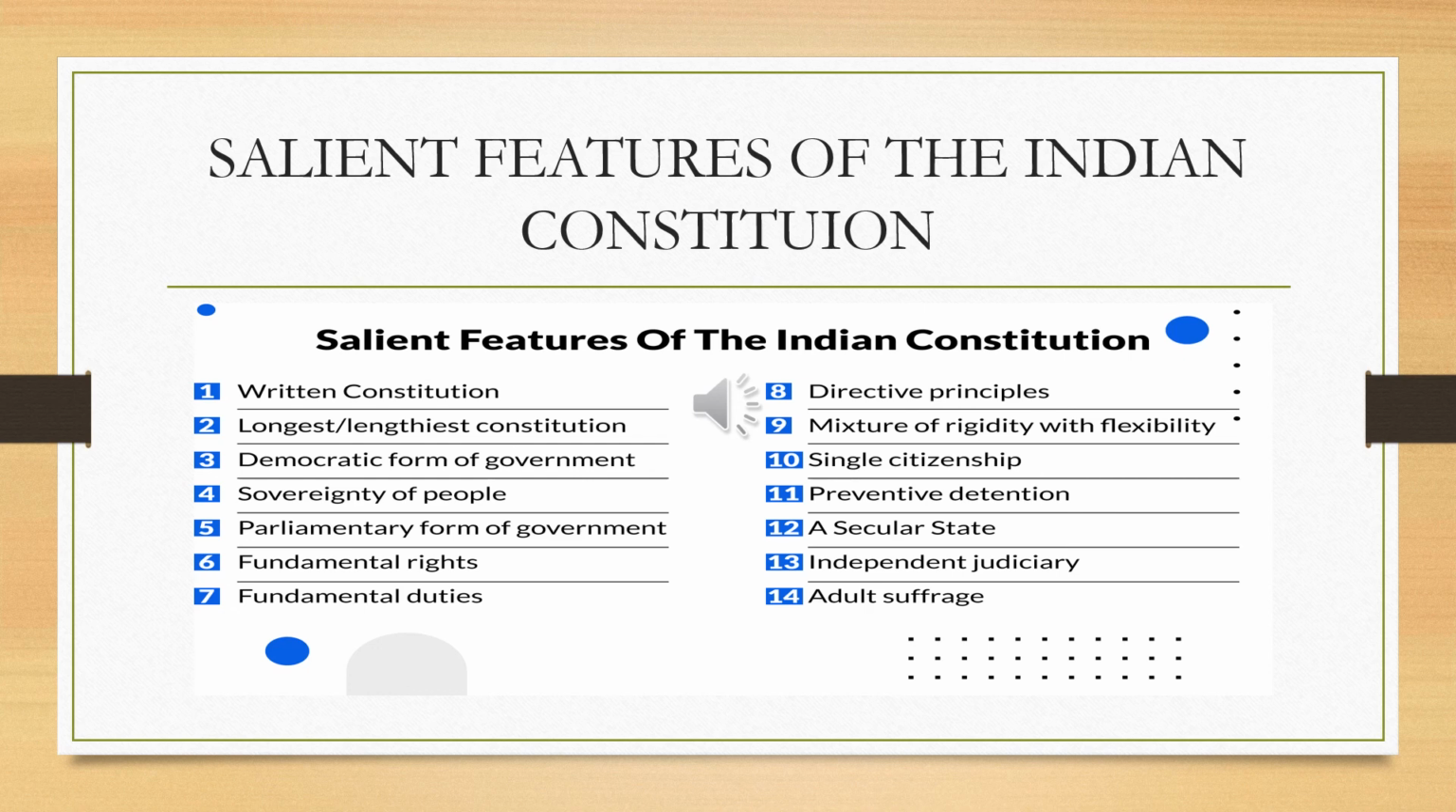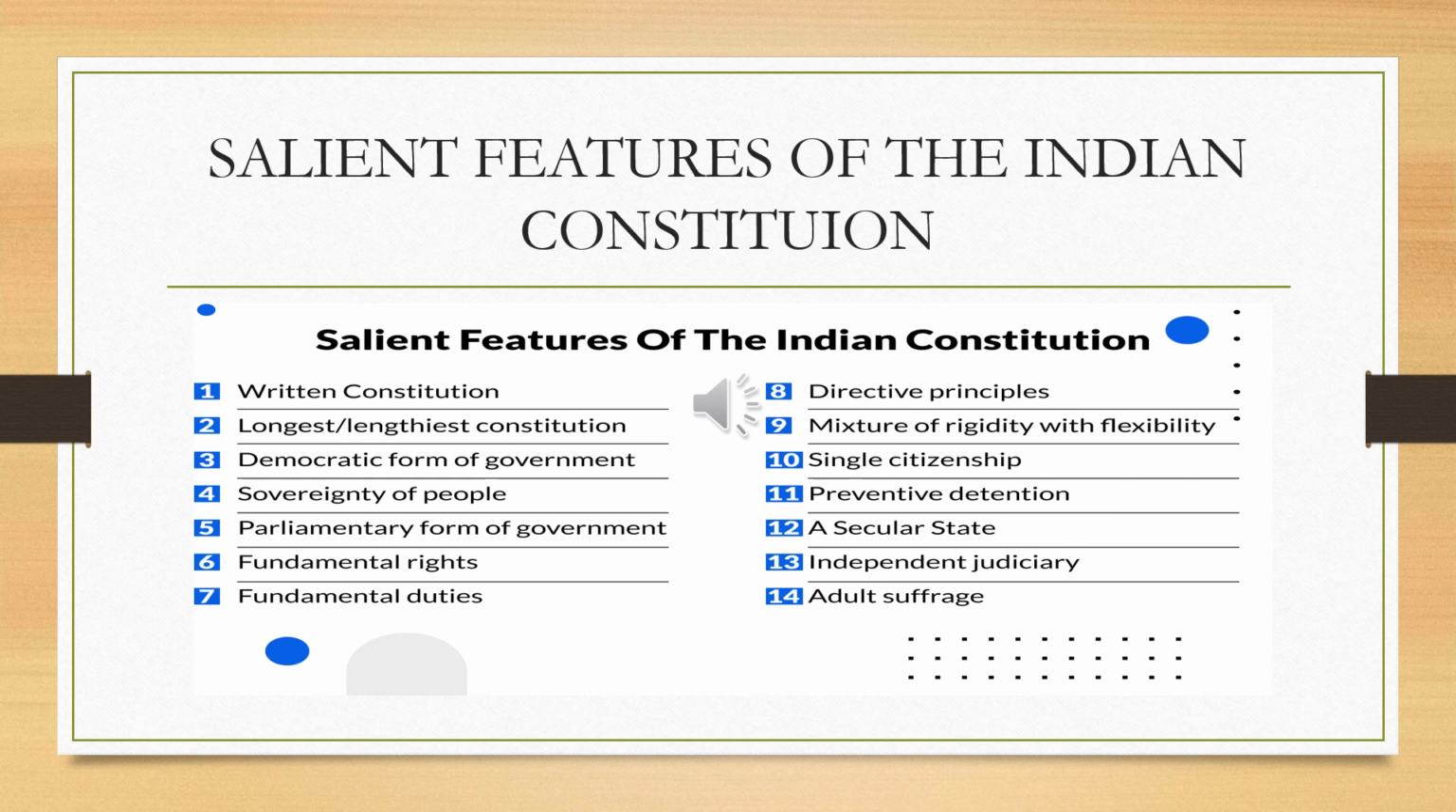Now next one we need to know is about preventive detention. Preventive detention means that if any person has done wrong, then he is taken into custody. The main purpose is to prevent them from committing further offense or to maintain public order. So that is preventive detention. Next one, a secular state. Why secular state? Because there is no official religion of the country.